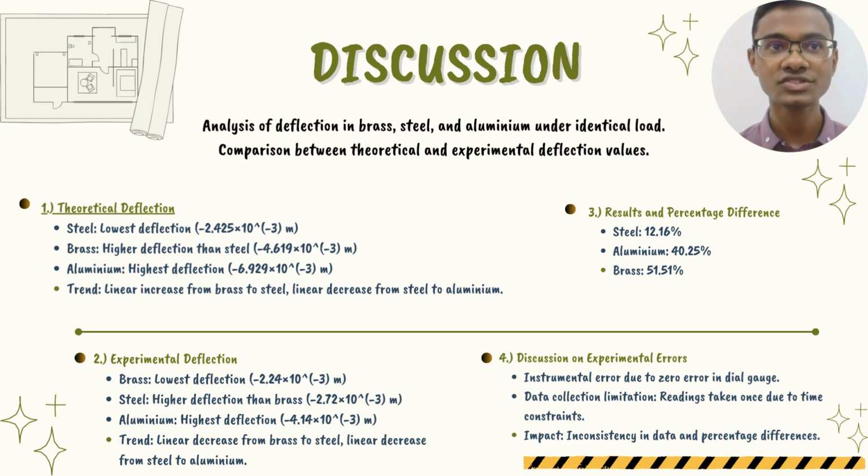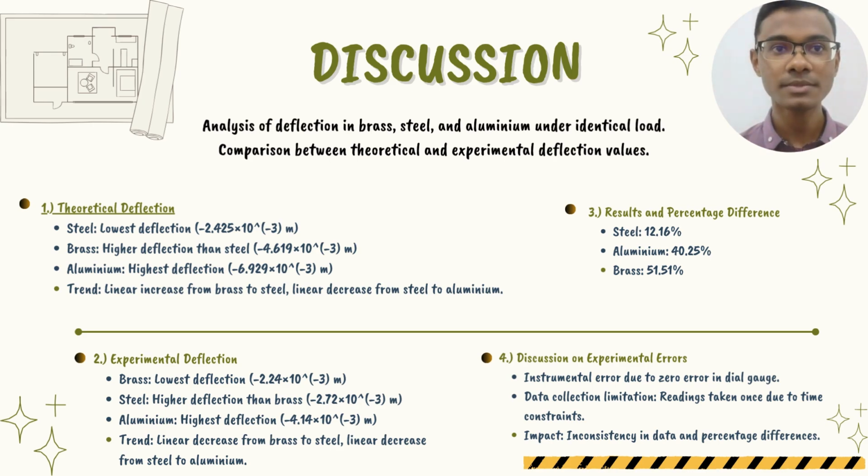Steel has the lowest deflection with the value of negative 2.2425 times 10 to the power of negative 3 meter, while brass has a higher deflection than steel with the value of negative 4.619 times 10 to the power of negative 3 meter. Aluminium, on the other hand, has the highest deflection with the value of negative 6.929 times 10 to the power of negative 3 meter. Well, this trend has a linear increase from brass to steel and also a linear decrease from steel to aluminium.